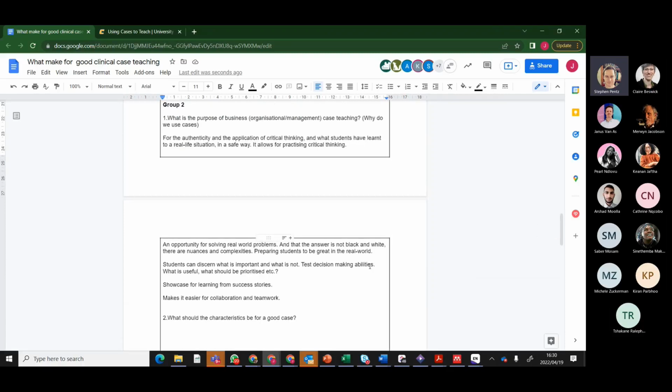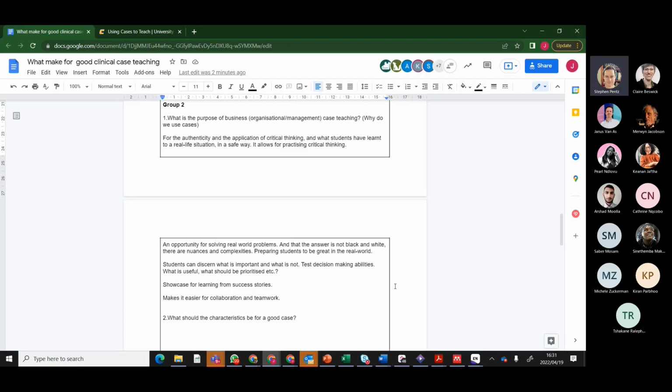But we redefined this idea of a business case study, and said that it relates to things like organizational management teaching. The reasons why we thought it was important is that it allows for authenticity in real life settings and the application of critical thinking. And for students to apply what they've learned to existing or real life situations, but especially in a way that is safe and not going to have an actual impact in the real world. And it allows students to practice critical thinking. It's an opportunity for solving real world problems.